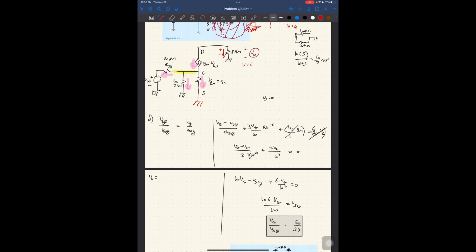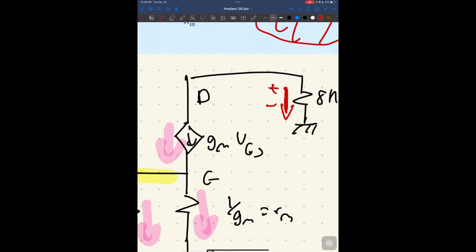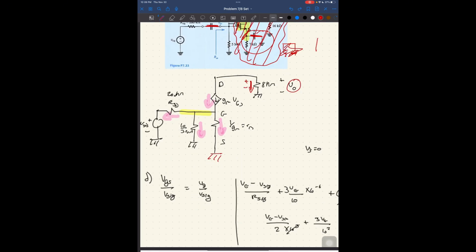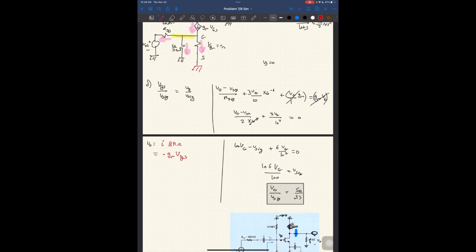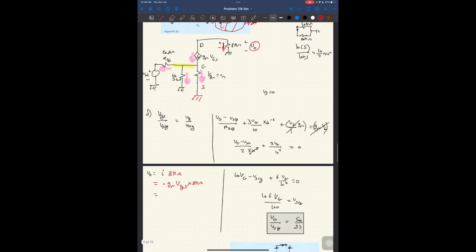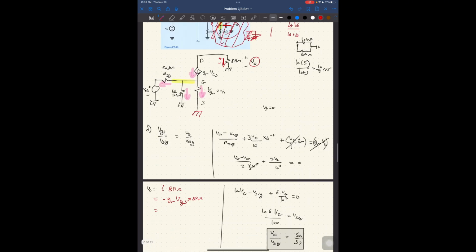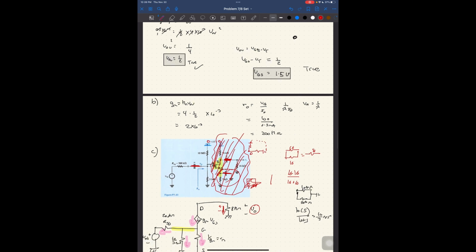So V is equal to IR, implying my V output is equal to my current, I, times my resistance, 8 kilo ohms. And my current is GMVGS. However, note that GMVGS flows in this direction. I don't want that. I want the current flowing in this direction. So I need to reverse the polarity in order to reverse the direction. So I do minus this times 8 kilo ohms, and I end up with, what is GMVGS? Well, GM is 2 times 10 to the negative 3.